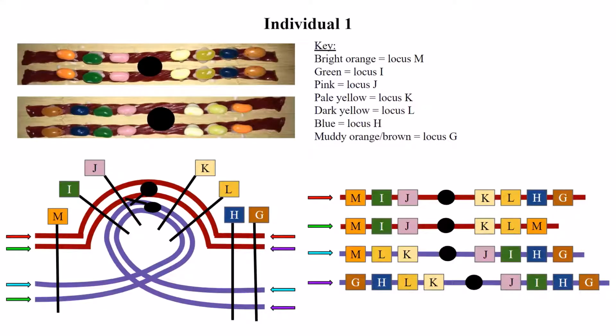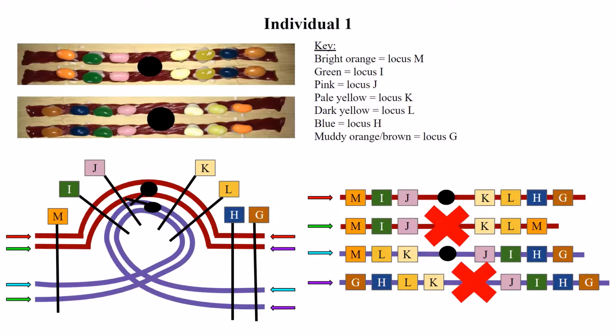Not all of them will form viable gametes, however, because some are missing certain loci or have extra copies of a different loci, which will cause the chromosomes to be unable to function properly. The second chromatid is missing the H and G loci and has an extra copy of the M locus, so it is not viable. The fourth chromatid is missing the M locus and has an extra copy of the H and G loci, so it is not viable.